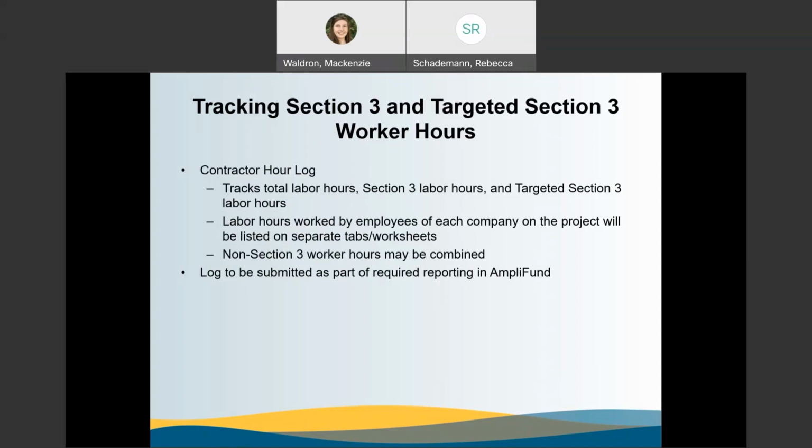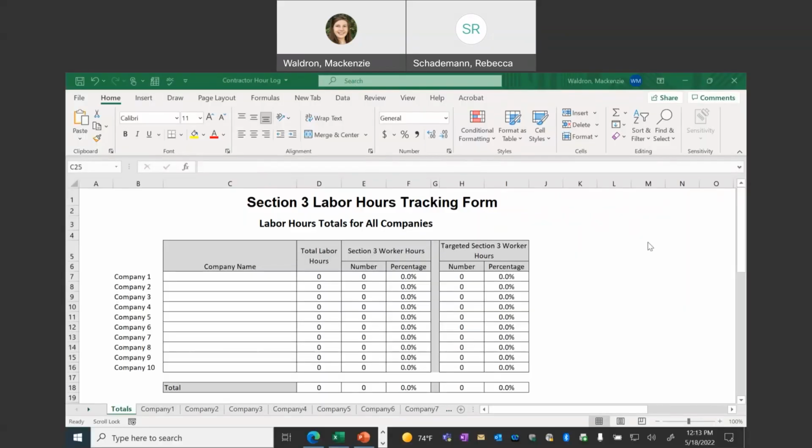So we will navigate to the form we created. Here we go. So here we had the Section 3 labor hours tracking form. We created this in an Excel document. It'll first show you the totals page on the first tab. We have inputted several calculations in the background of this Excel document. So please be aware, you don't need to really edit anything on here, but if you notice something that's not calculating correctly, please contact the agency.